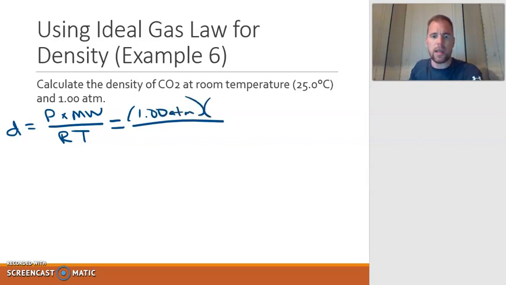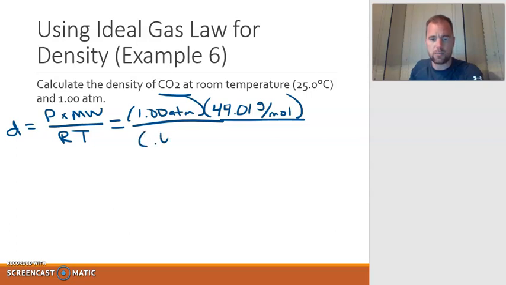Okay, the molecular weight, the molar mass. What's the molar mass of carbon dioxide? Well, just for making the video go quicker, the molar mass for CO2 is approximately 44.01 grams per mole. Remember, those are the units for molar mass, grams per mole.